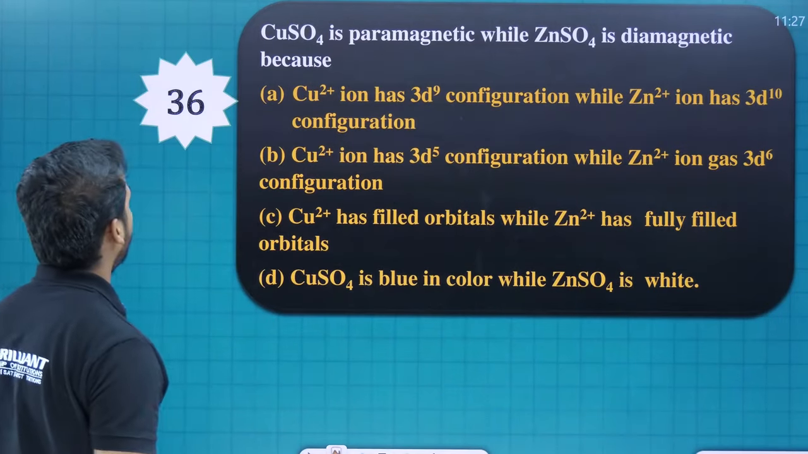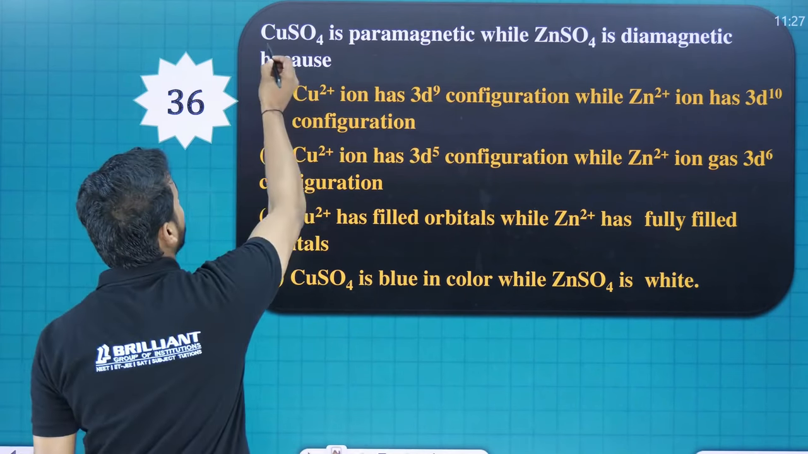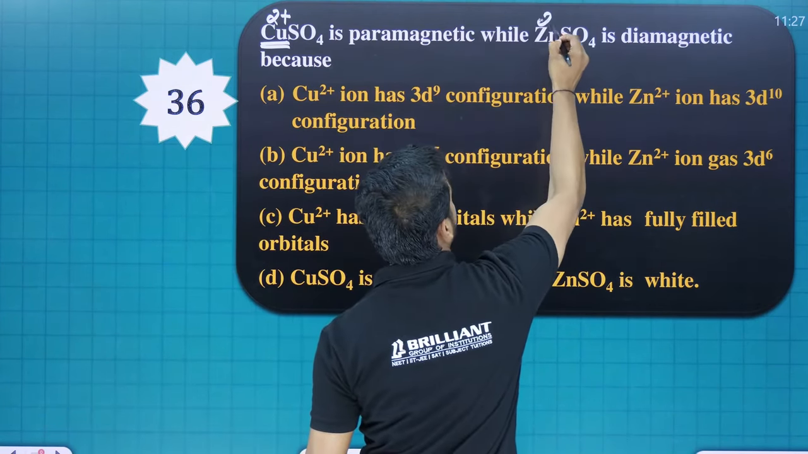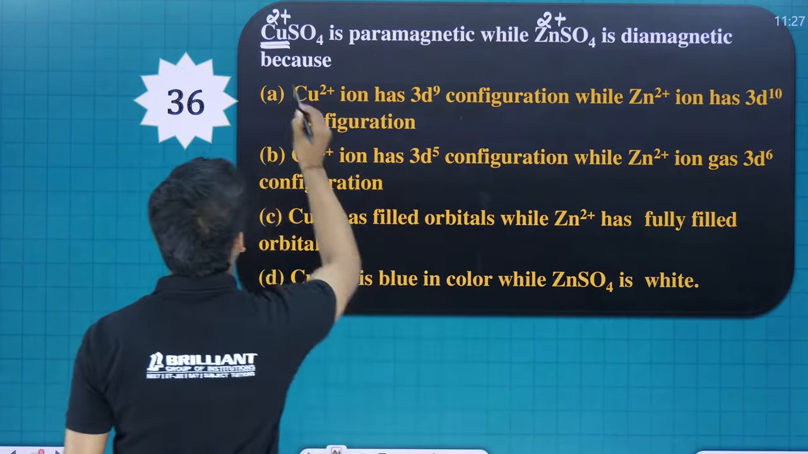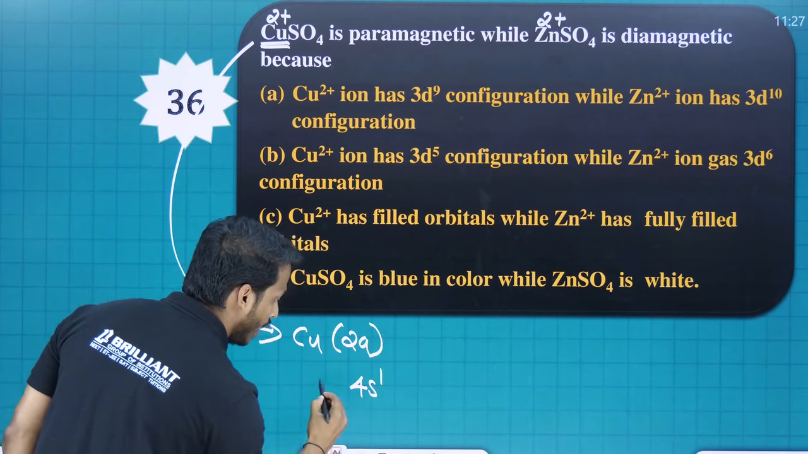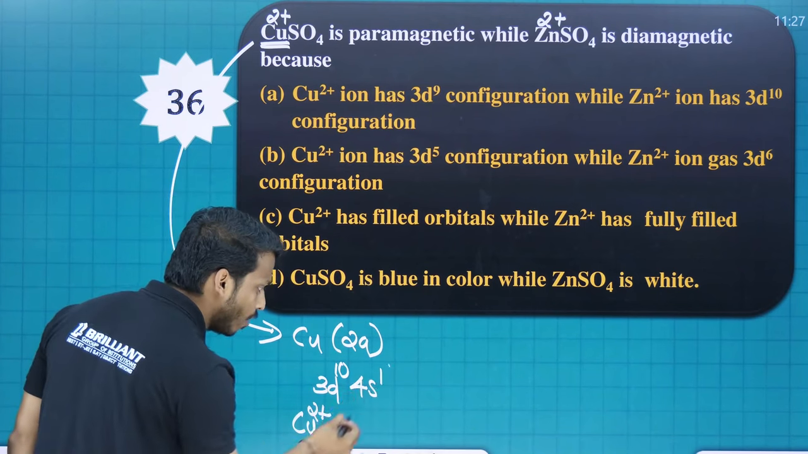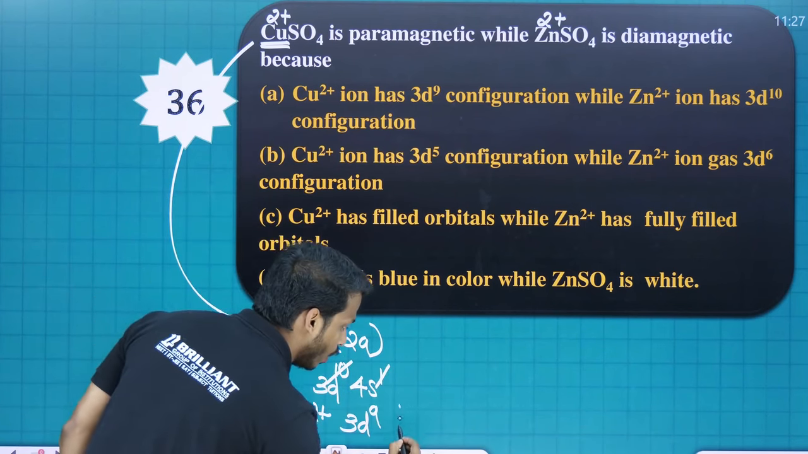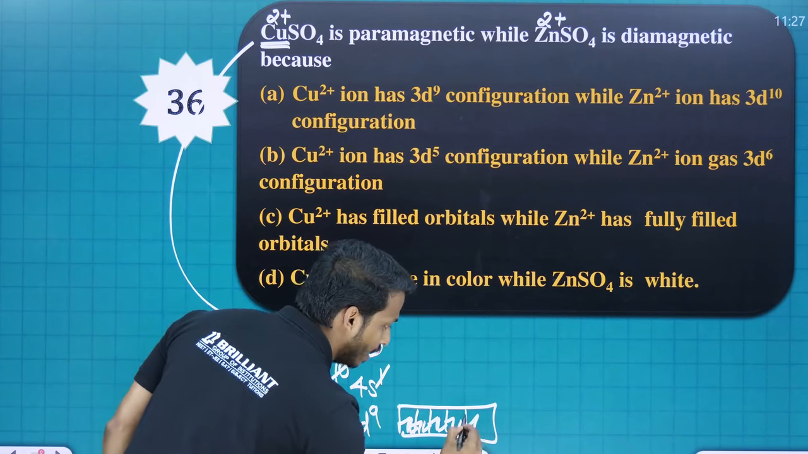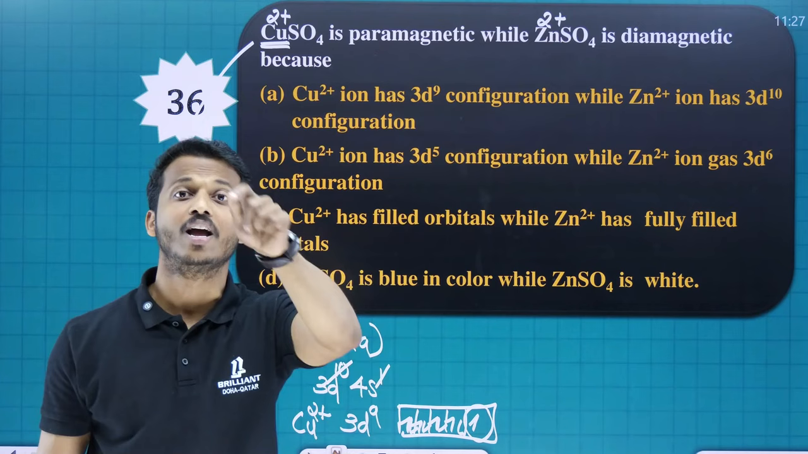Copper sulfate is paramagnetic while zinc sulfate is diamagnetic. Why? In copper sulfate, the charge of copper is 2+, and in zinc sulfate, the charge of Zn is 2+. Copper atomic number is 29. You know the exception in configuration, it is 4s1 3d10. But copper 2+ means one electron removed from here, giving 3d9. In 3d9 you fill 1, 2, 3, 4, 5, 6, 7, 8, 9, so there is an unpaired electron. If the system has an unpaired electron, it can show d-d transition and become colored.